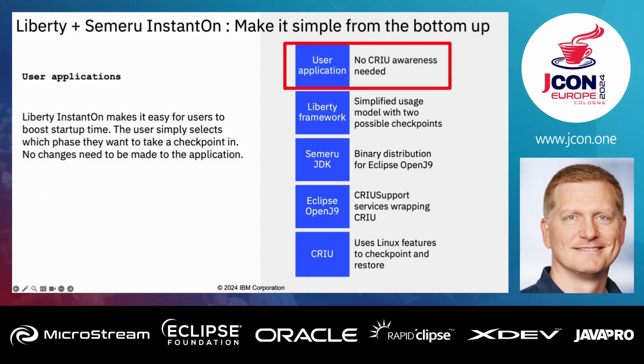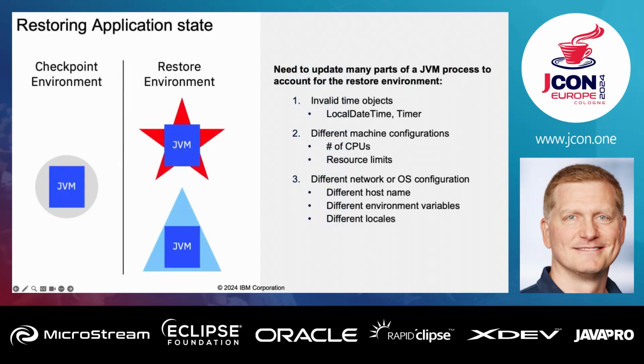Finally, there's the user application, which builds on top of the Liberty app server. That one actually doesn't even need to be aware of the fact that a checkpoint and a restore is happening. There are situations where you will need to know, but you don't have to know because of the way that we built this. All right, so let's talk a little bit more about this challenge of restoring an application in a different environment than it was created, i.e., picking it up from your build environment, creating a checkpoint, and then restoring it in a production container somewhere on the cloud or wherever. There are lots of pieces of the JVM that need to get updated, like the time objects that I mentioned before.